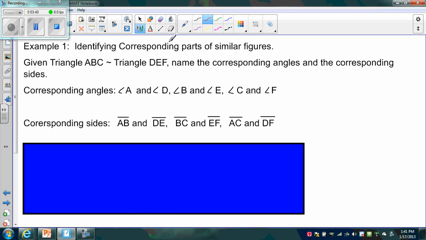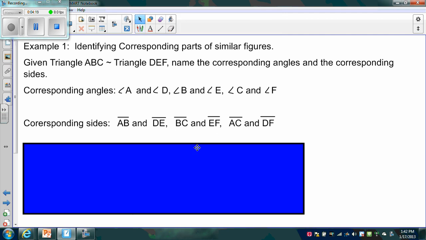So example 1, identifying corresponding parts of similar figures. If you're given triangle ABC is similar to triangle DEF, you can name the corresponding angles and the corresponding sides without even seeing the triangle, because we know they're written in the order that corresponds to one another. So angle A corresponds to angle D, B corresponds to E, and C corresponds to F. Corresponding sides work the same way. AB is the same as DE. BC is the same as EF. And CA, or AC, is the same as DF.